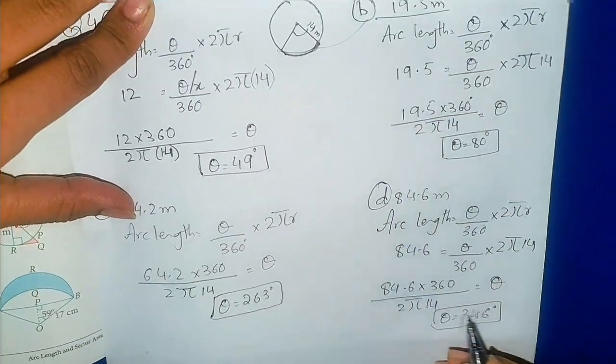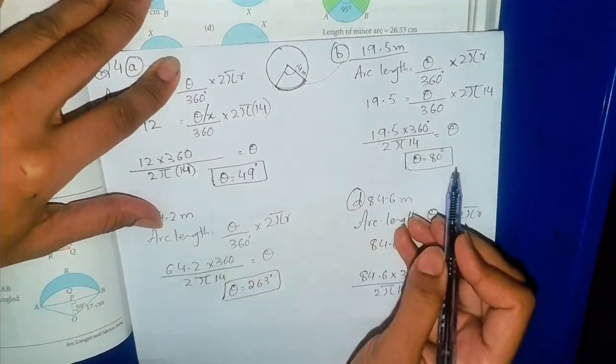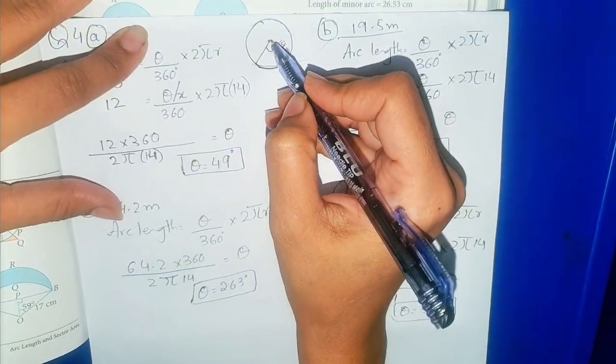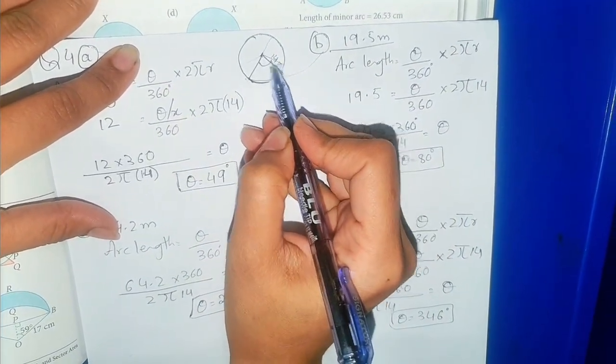So in each case the angle will change. For example, if it is 49, it can be like that. If it is 80, it would be like that. If it is 263, it may be like that, and if it's 346, it may be like that, this angle.